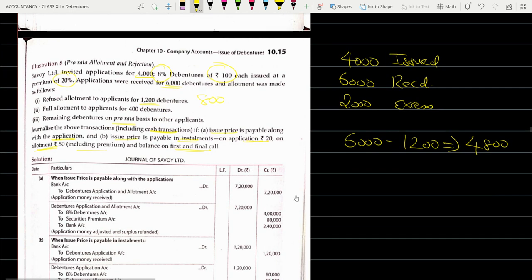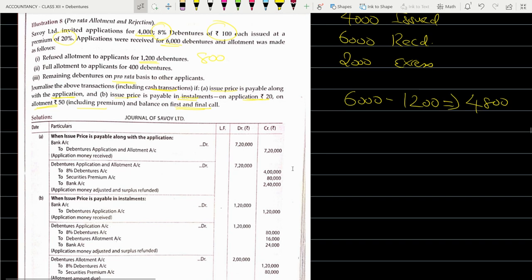You have to pass the journal entry for the amount received on 6000 debentures. So the number of debentures that you have received is 6000, and the application cost mentioned as per the question is how much? 50 rupees. Sorry, 20 rupees. Okay, it is 20 rupees. So what will be the amount? Calculate and tell me. 6000 debentures into 20. How much will you get? 6000 into 20, what will be the value? 1,20,000.